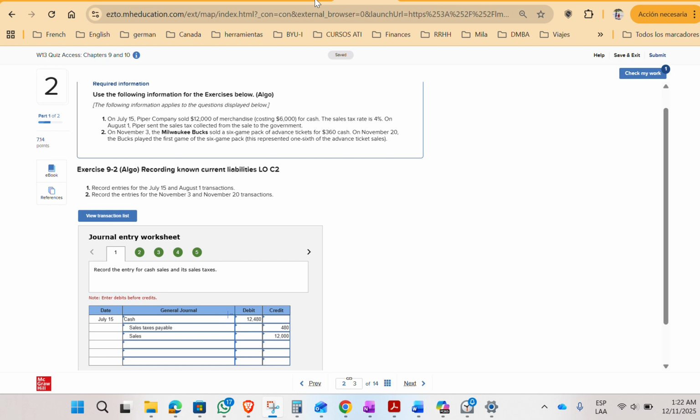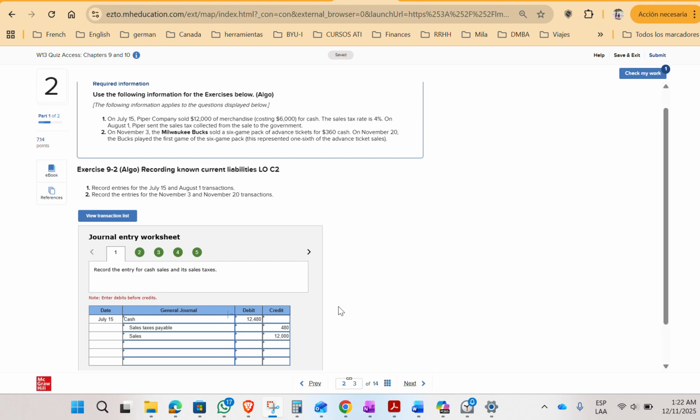So we're going to focus on this first exercise, okay? We're going to record the entries for the July 15 and August 1st transactions. Having in mind that the Piper Company sold 12,000 of merchandise and also the sales has a tax rate of 4%, we have to add that percentage to the sold total amount.